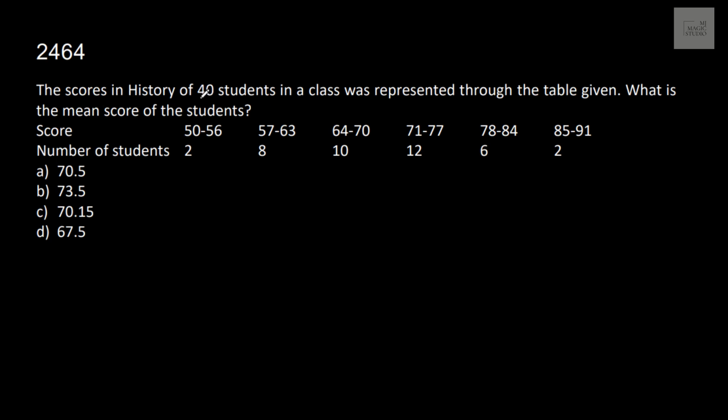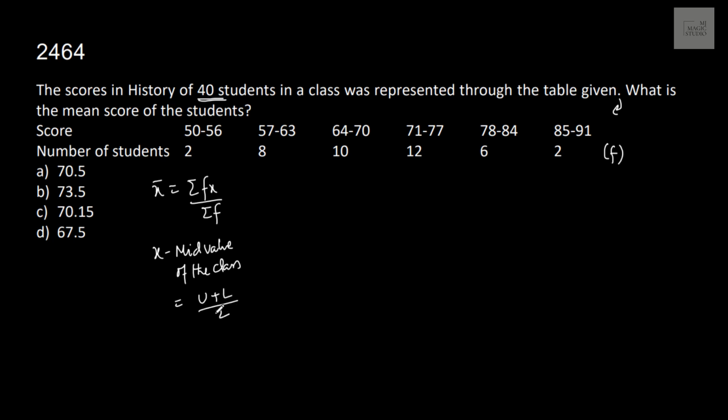The scores in history of 40 students in a class were represented through the table given. What is the mean score of the students? This is a frequency table given. To find the mean, we need summation fx by summation f. f is the number of students. Now what is x? x is the mid value or the class mark of the class. That is given by upper boundary plus lower boundary divided by 2, or upper limit plus lower limit divided by 2. 50 plus 56 divided by 2 will give 53. So x here is 53.